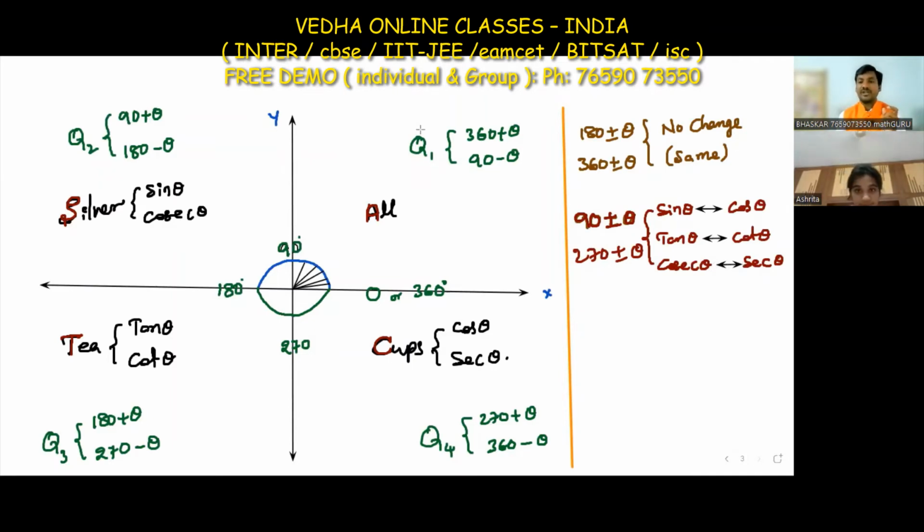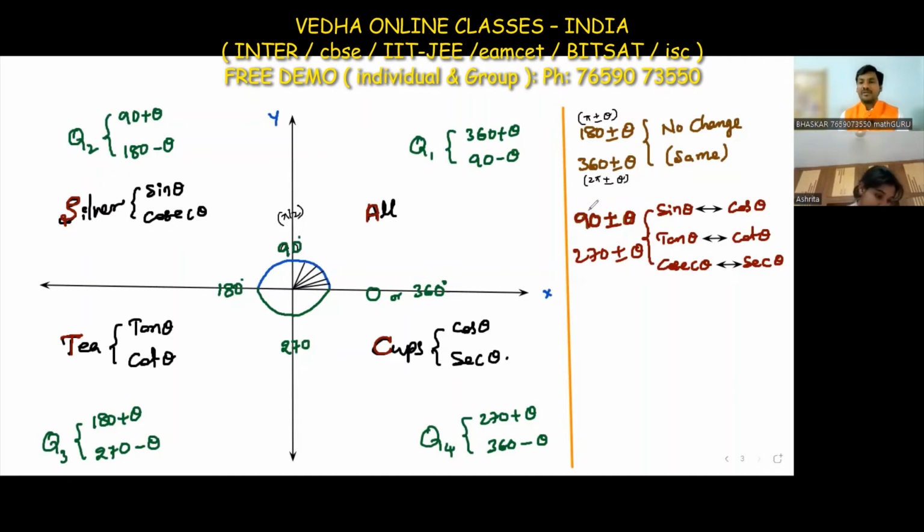After that, remember, the angle 90 degrees we can also write as pi by 2. 90 is nothing but pi by 2. 180 is pi. So 180 plus or minus theta, you can write as pi plus or minus theta. 360 plus or minus theta means 2 pi plus or minus theta.